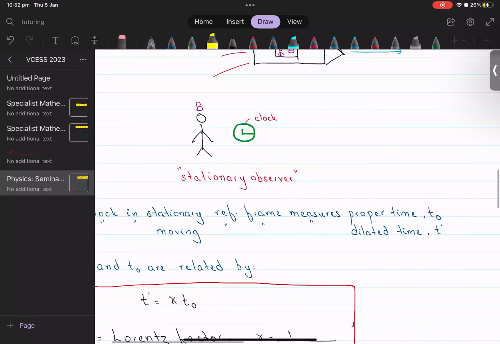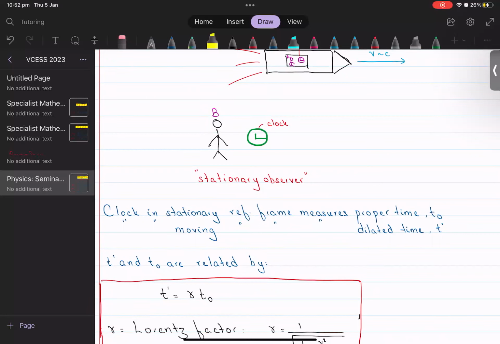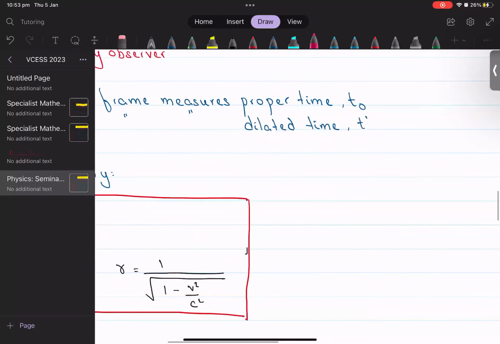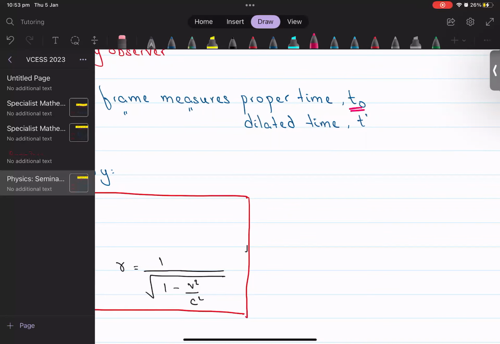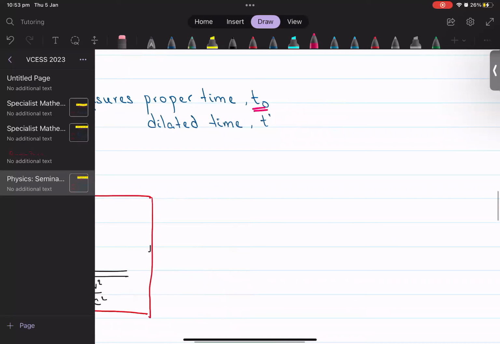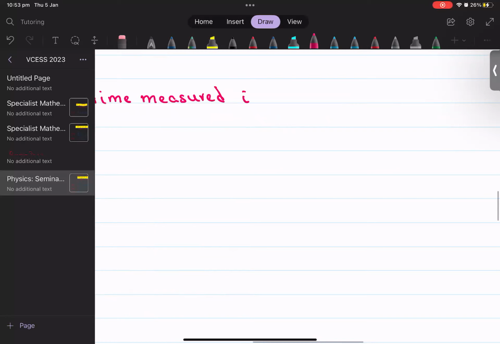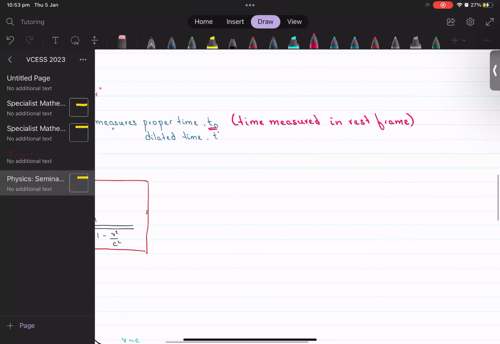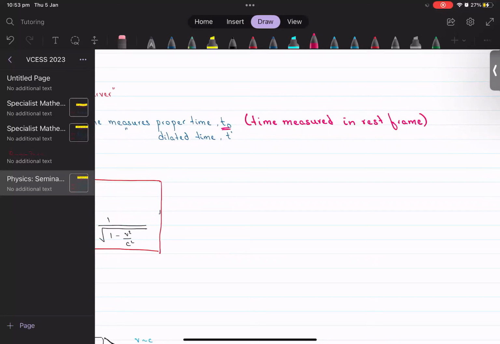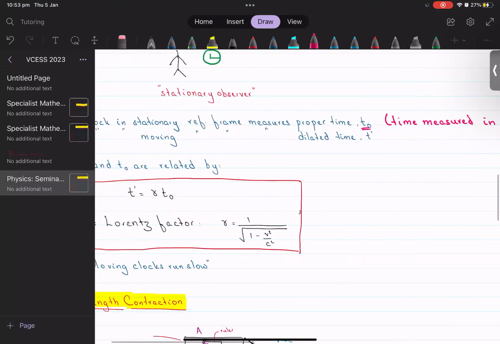In any case, the clock in the stationary reference frame, whoever's stationary, measures proper time, which I will label T0. T0 is what's called the proper time. The proper time is the time measured in the rest frame of whoever's measuring. So if you're the observer, your clock measures the proper time, and if you're on the spaceship, your clock measures the proper time. So it depends on whose perspective we're looking from.